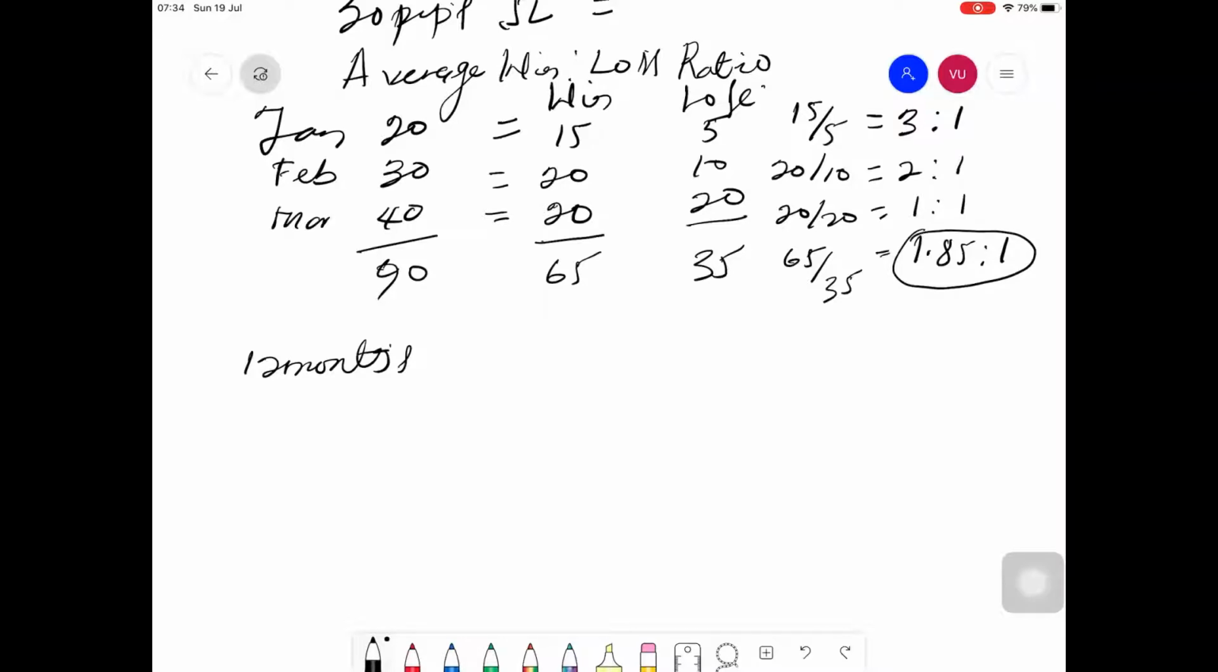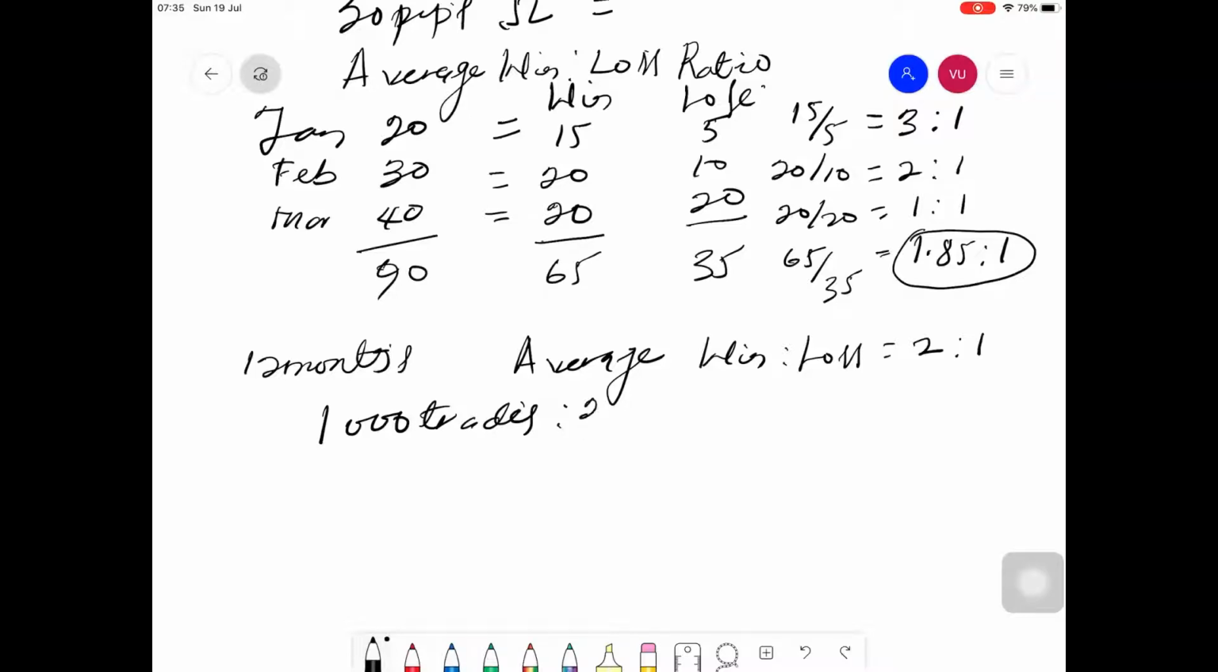So let's say at the end of 12 months, your average win-loss ratio is 2-1. We can comfortably say that if you place 1,000 trades, simple math we did in school, 2 divided by 3 times 1,000 will give you 666 trades. Then 1,000 minus 666, and you will lose 334 trades. It's as simple as that.